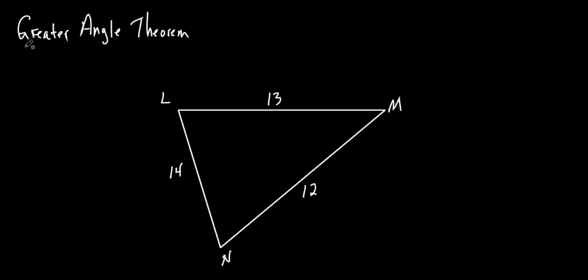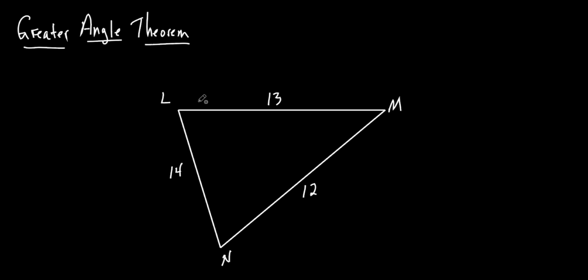And well, we first got to talk about the greater angle theorem first. Here's what it says. I'm going to read it to you. I'm not going to write it down, but we're going to see on this picture how it works. It says if two sides of a triangle are not congruent. Okay, so that means at least two of the sides are not equal to each other.